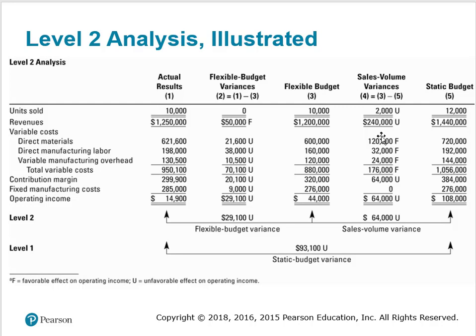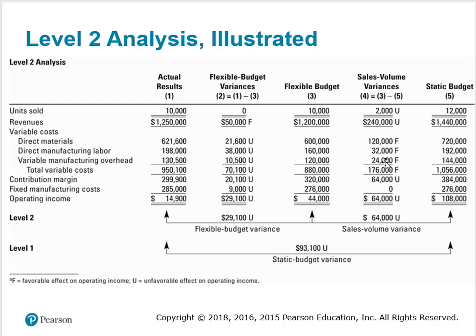With sales volume variances, our static budget, we thought we'd sell 12,000 units. Instead, we sold 10,000. So we've got a 2,000 unit static budget variance, just for units. And that results in a $240,000 unfavorable sales volume variance just for revenues. So that's a really big shortfall there. These are all favorable. Looks like we made it up along the way, and we end up with a $64,000 unfavorable. So this fourth column provides the difference between the static and the flexible budget.